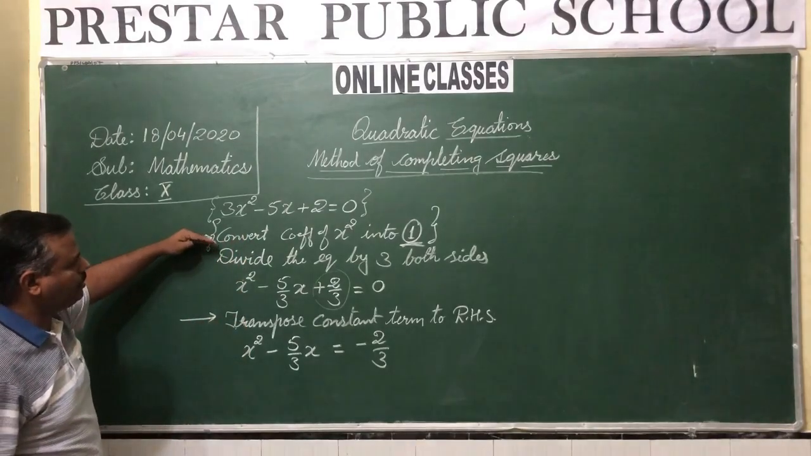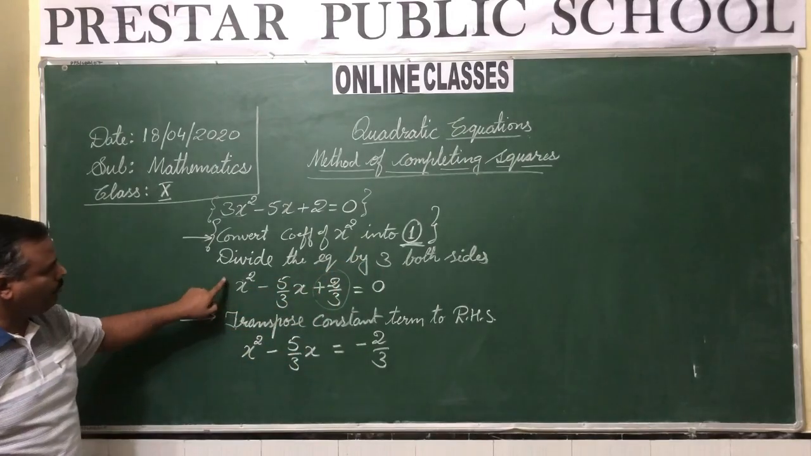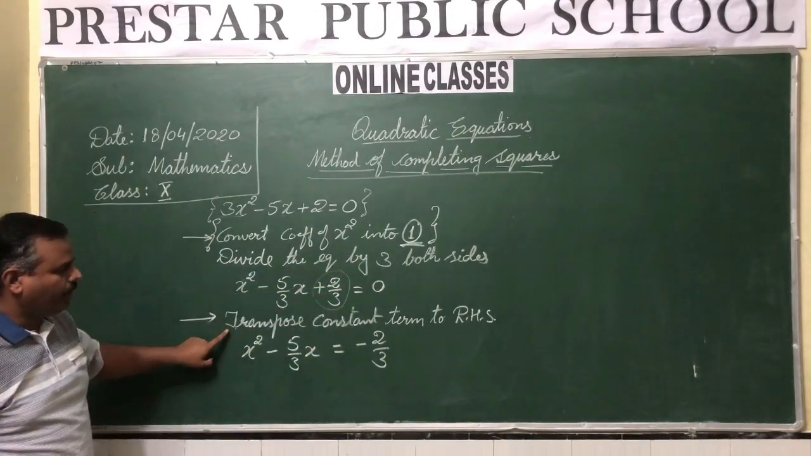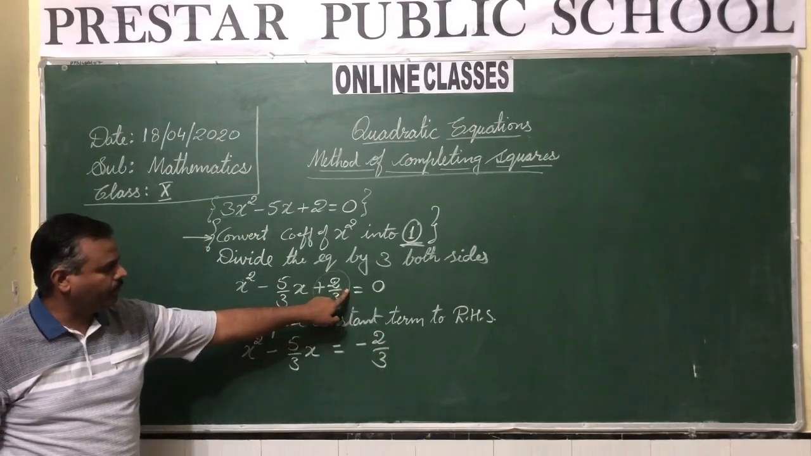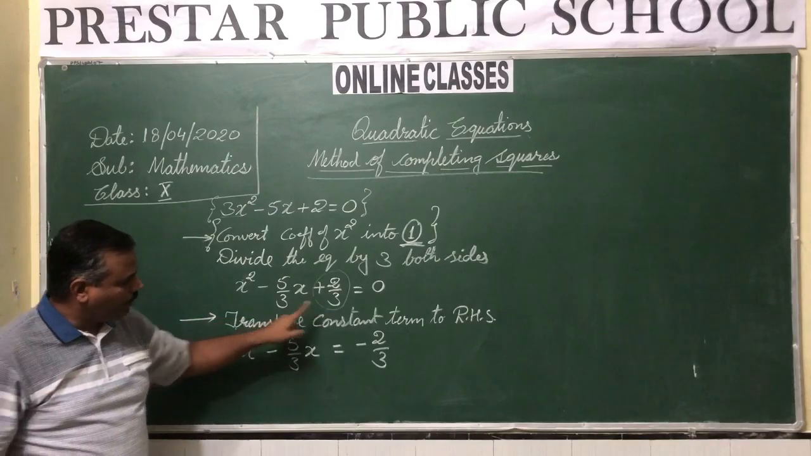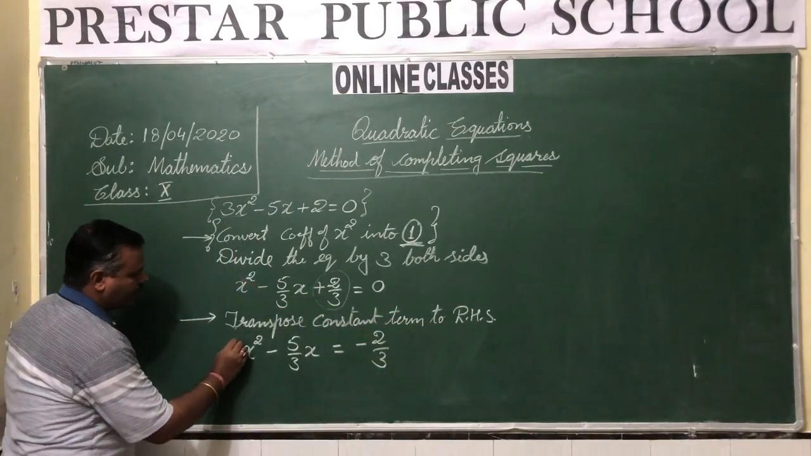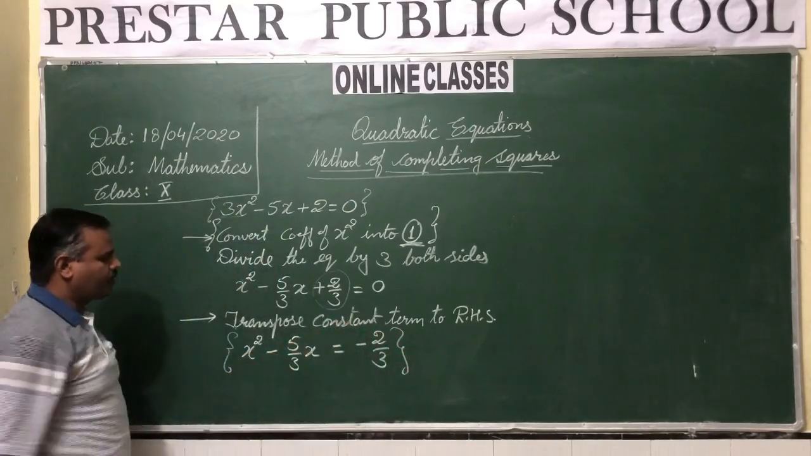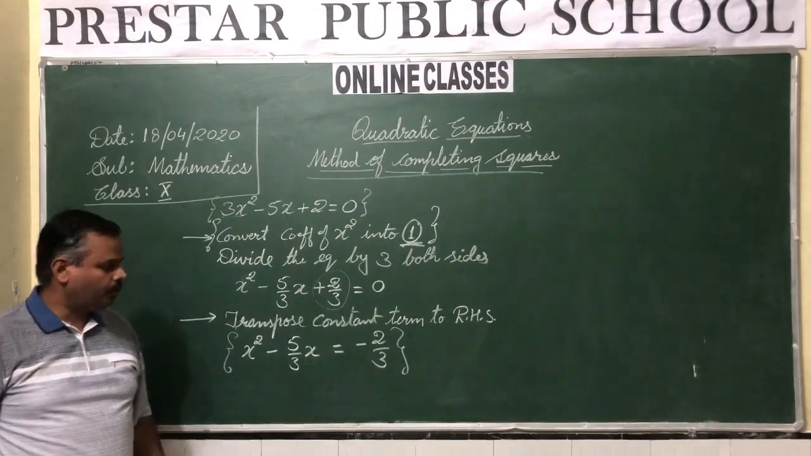Repeating it again: first, convert the coefficient of x squared to 1, which we did by dividing the equation by 3. Second, we transpose the constant term, the term which does not have the variable, that is 2 upon 3, to the right hand side. This is the equation we get: x squared minus 5 upon 3 x equals minus 2 upon 3.